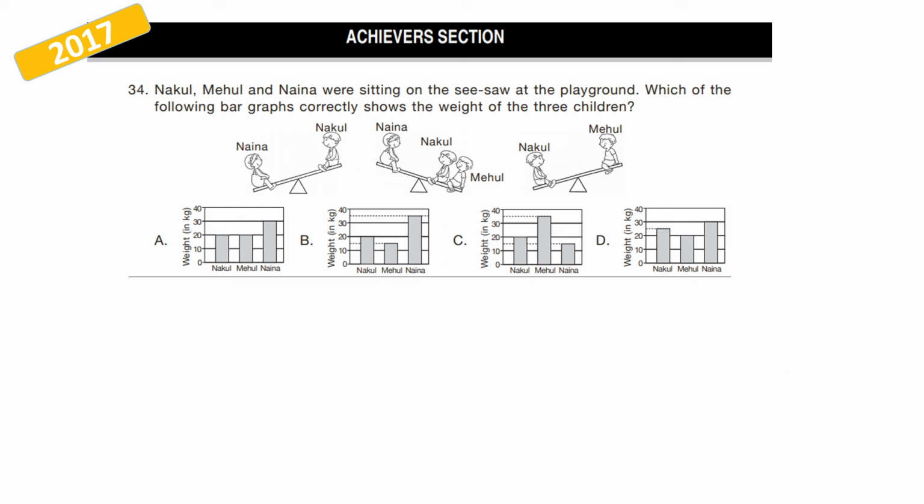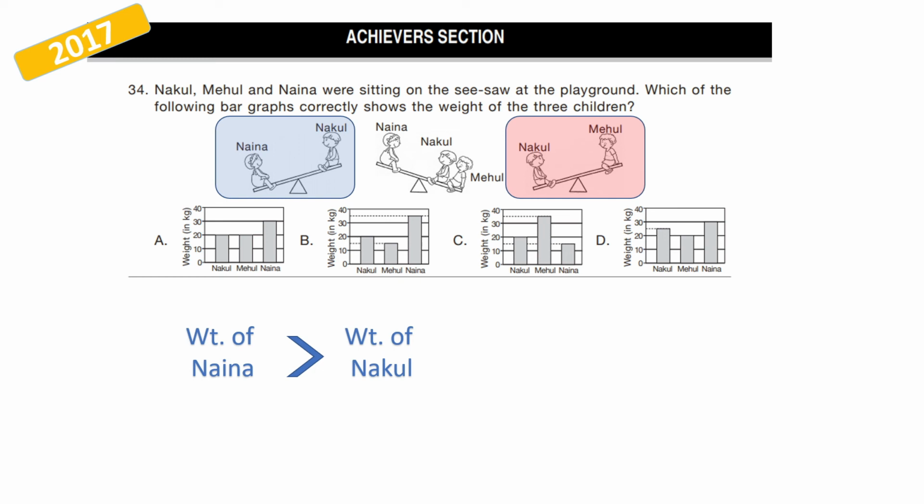Now let's understand what information each image gives. In the first image, Naina's side is lower. That means the weight of Naina is more than the weight of Nakul. In the third image, Nakul is on the heavier side. So the weight of Nakul is greater than the weight of Mehul.